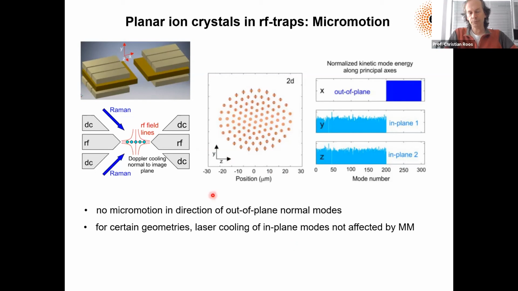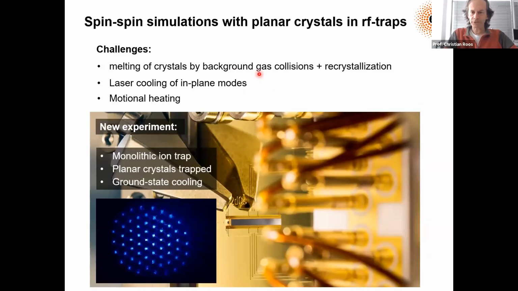And it should also be possible to laser cool other motional modes, for example the in-plane motion of the crystal, at least in a way that this is not affected by micromotion too strongly. And so where are we? We have designed a new monolithic ion trap, which is sketched here, which enables us to trap planar crystals that you can see here. And this works so far pretty well.